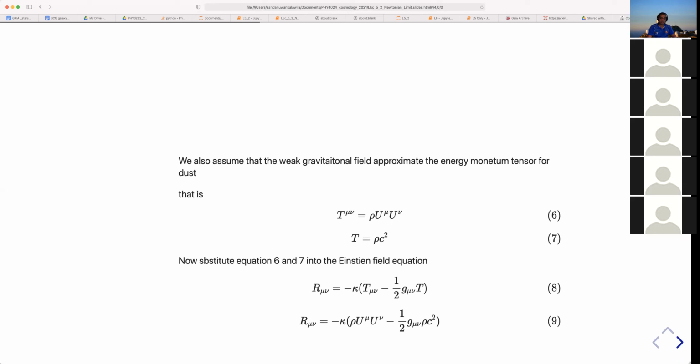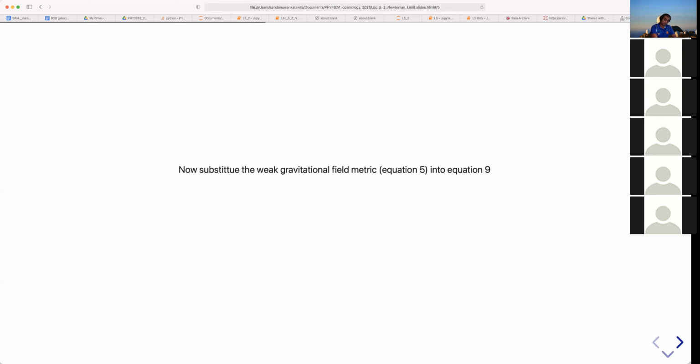So once again, what I did was you get this term and that term, where you have these terms by assuming those dust tensor and some of the other assumptions for the weak gravitational field, and then you substitute these two values into the Einstein field equations right here and here, and then you get this equation, equation 9, right? The next step is to substitute the weak gravitational field metric, that is equation 5 into equation 9.